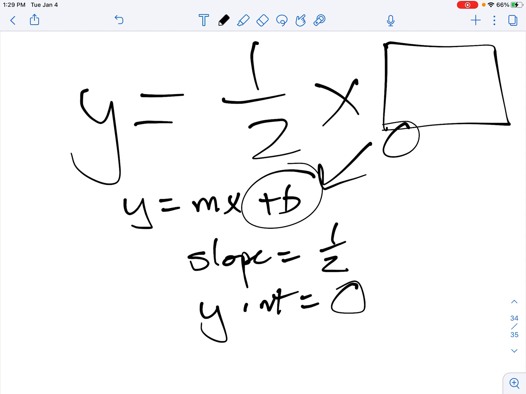So if you have only one term on the right side of your equation, it's either going to be your slope term or it's going to be your y-intercept term, and you can determine which one it is depending upon whether or not you have that x there.